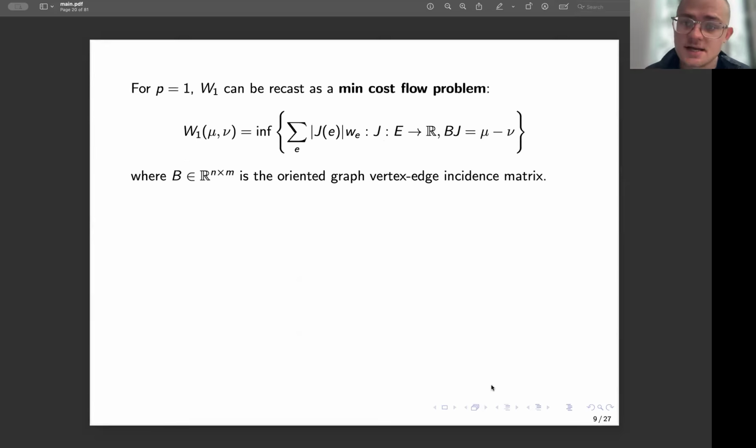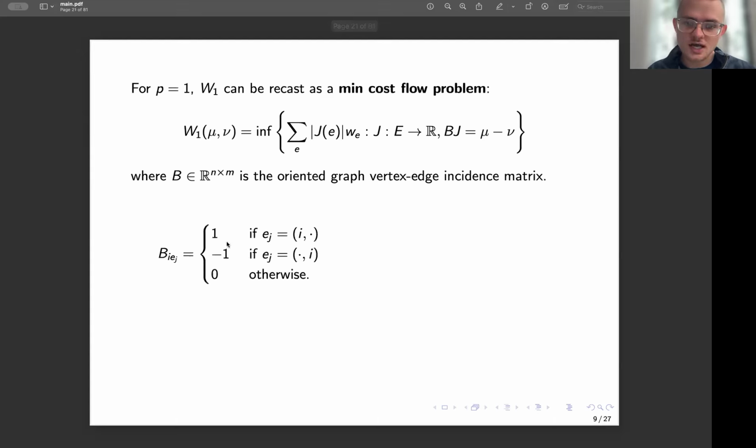W1 can be recast as what is known as a minimum cost flow problem. So specifically, this program is defined as an infimum of a weighted L1 norm over all vectors on the edges, which satisfy a linear constraint, Bj equals mu minus nu. And in this case, the matrix B is the oriented graph vertex-edge incidence matrix, which explicitly, if you want an entry-wise definition, looks like this. It's basically highlighting incidence between an edge and a vertex in an oriented manner.